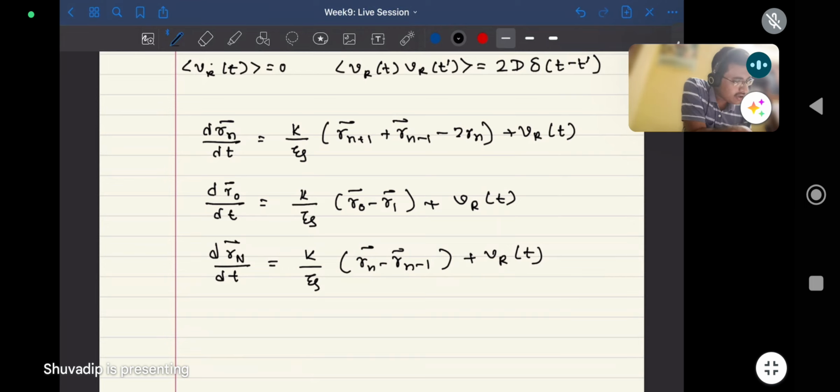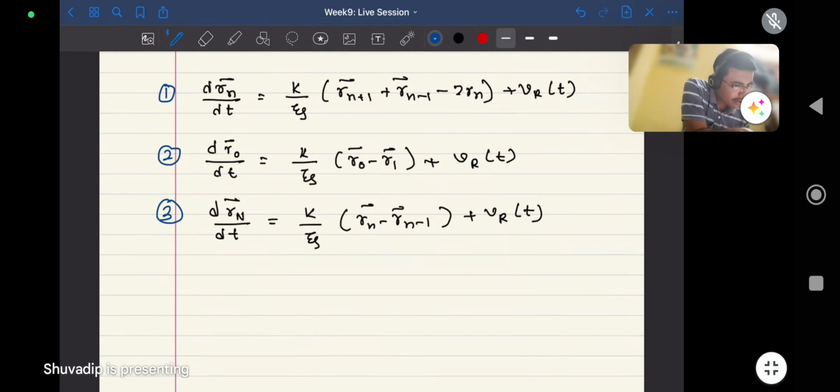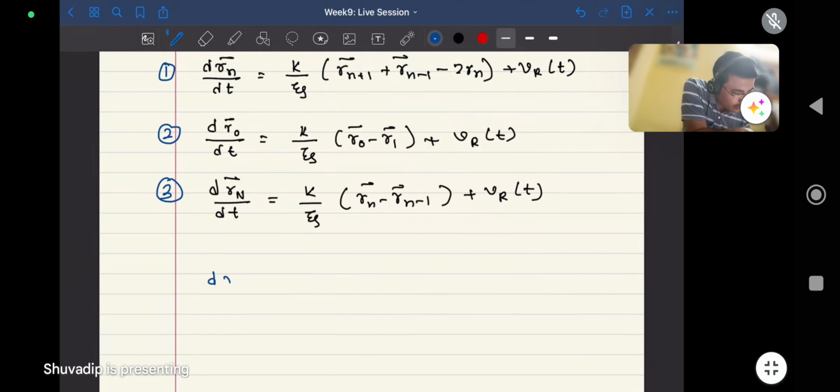Now, say these are equations 1, 2 and 3. In 2 and 3 this looks like a forward or backward difference, which is essentially the same as a first derivative, whereas equation number 1 is like a second derivative term. So if we transform this into a partial differential equation, then it will be dr/dt equal to k by xi del 2 r del n 2 plus V of r, t.